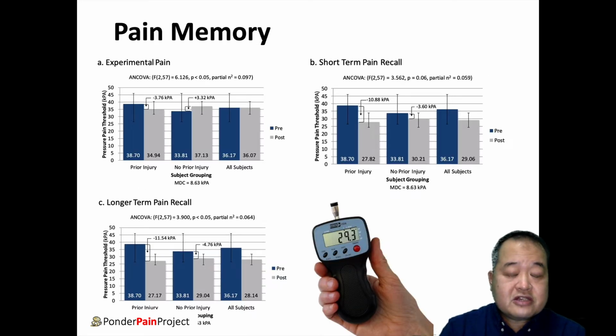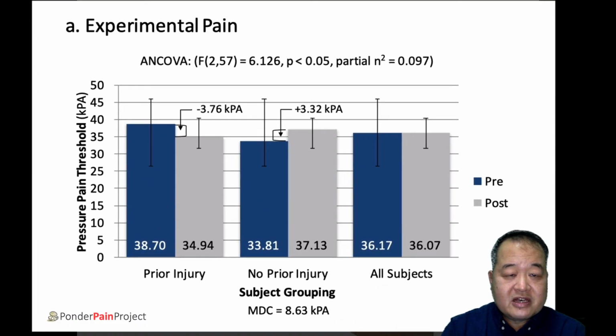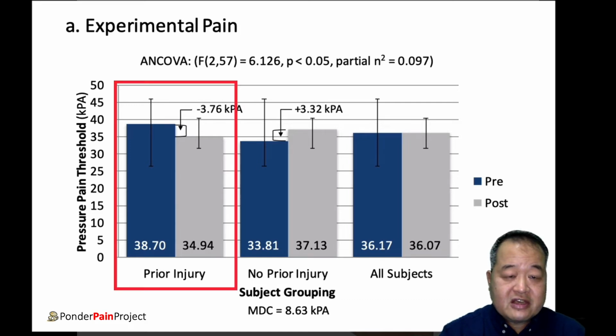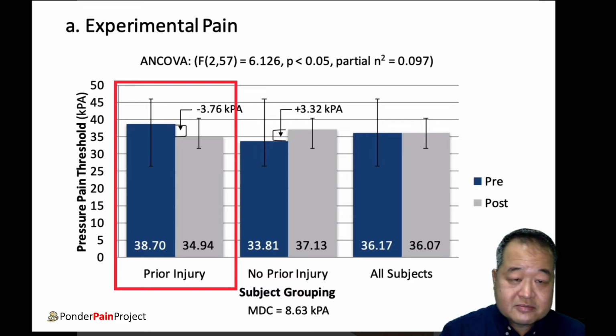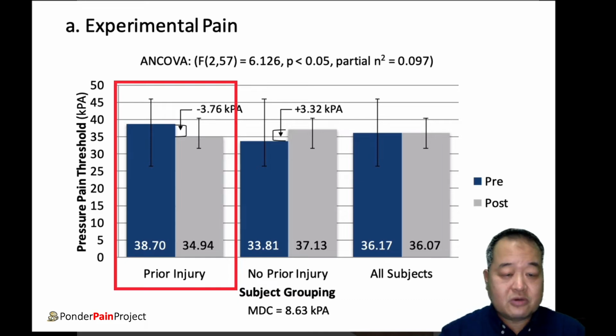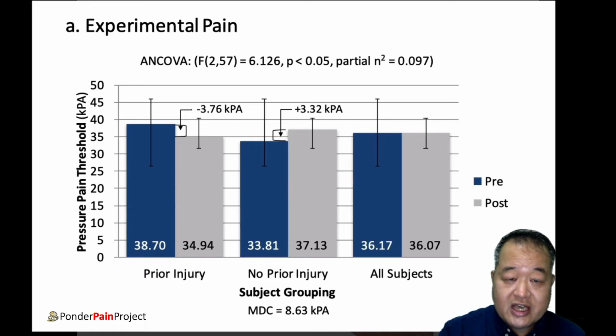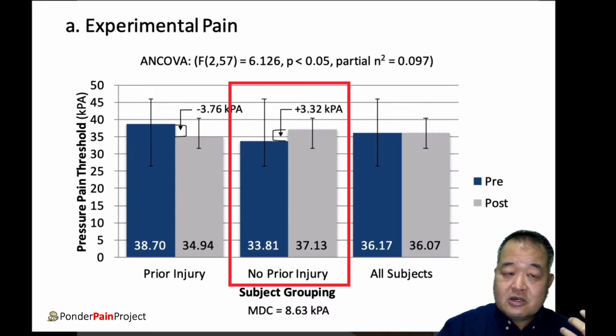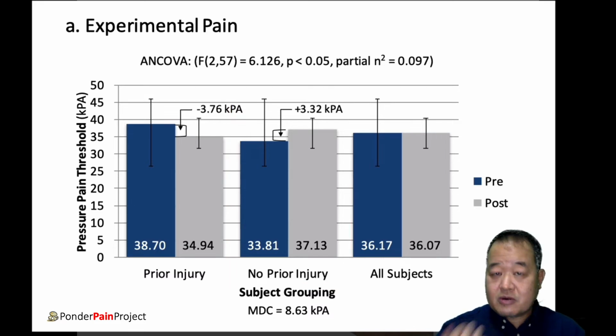Well, it's interesting. If you take a look at the diagram on the top left, you'll see that when we gave someone experimental mechanical pain, the people with a prior injury experienced pain a lot quicker, faster than people who didn't have a prior injury. We looked at people with no prior injury, and we found that it took more of a stimulus before they actually start to experience pain. And so there was a difference in processing we found between people with a prior history of pain and people with no prior history of pain.